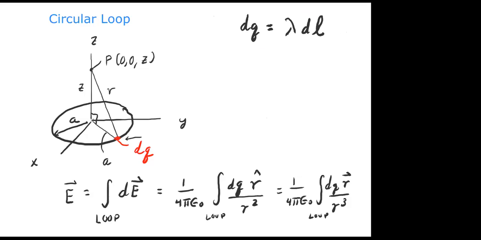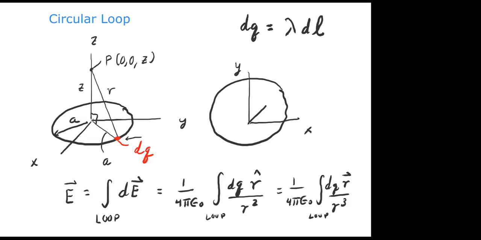Well, here's where I recognize that I have a problem that has cylindrical symmetry. Namely, if I look at this loop, it lies just in the XY plane. So in our discussion of plane polar coordinates, this angle is d phi. The radius of this circle is A. So this differential arc element is just A d phi.